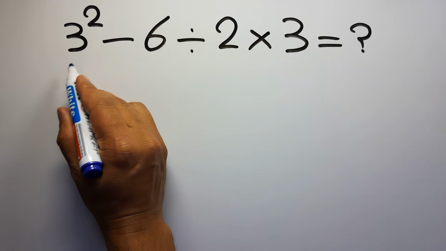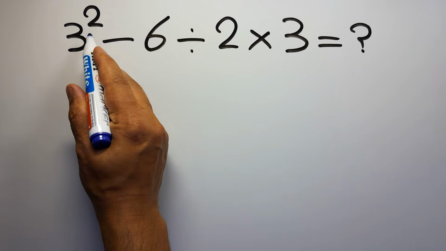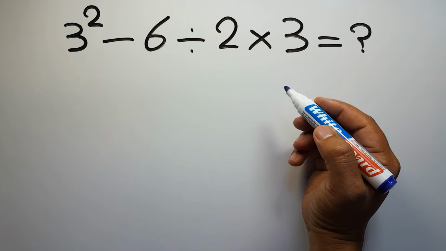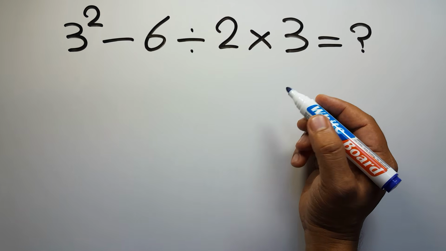In this video we want to find the value of this expression: 3 squared minus 6 divided by 2 then times 3. Are you ready to solve? Let's go ahead and get started.